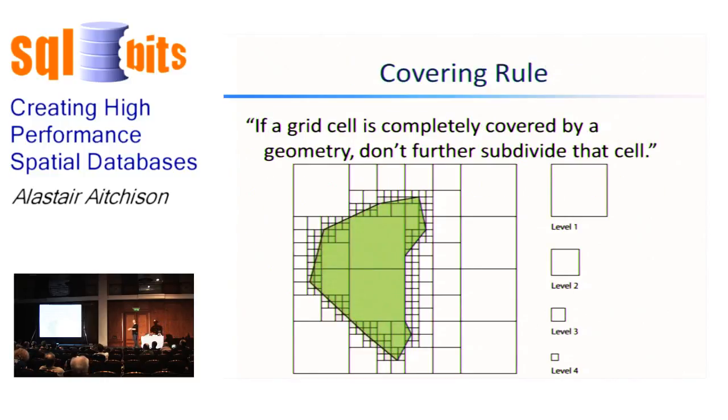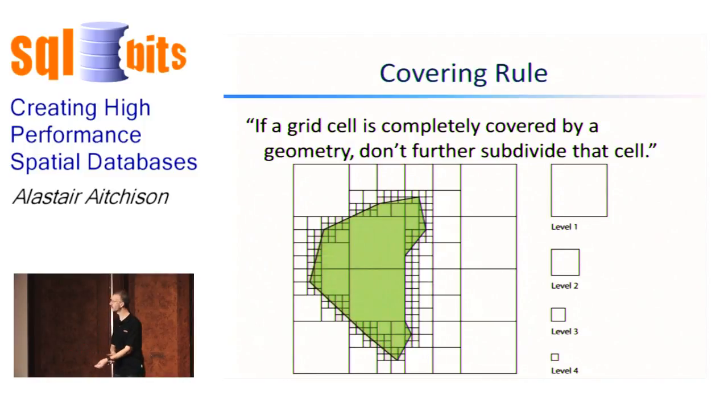Right, the covering rule to start with. If a grid cell is completely covered by geometry, don't further subdivide that cell. What does that mean? Well, what the diagram here is showing, this is a geometry, and I've overlaid it with all 4 levels of the grid, so you can see them all at once. Okay, you've got level 1, which are the big cells. Each of those is divided into level 2, 3, and 4, which are the tiny little ones.